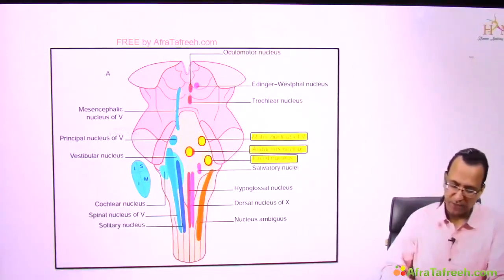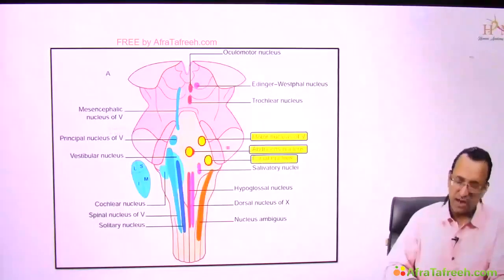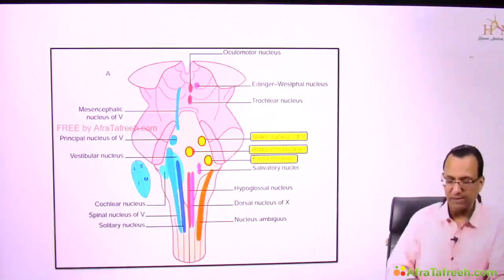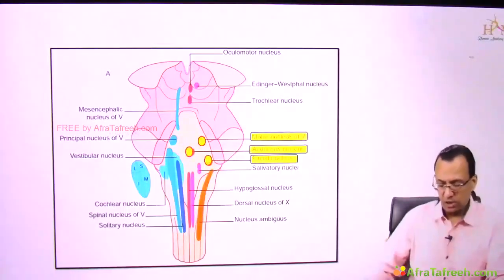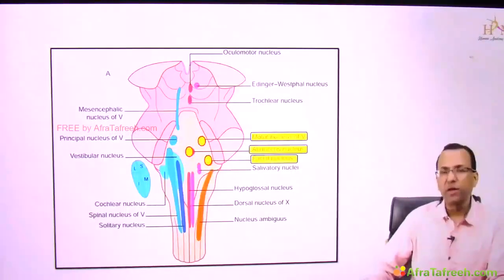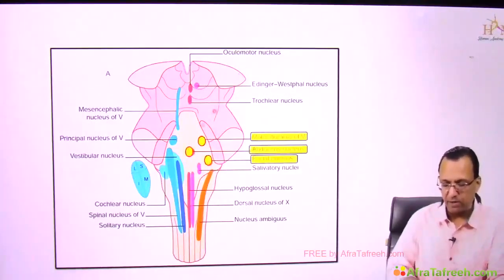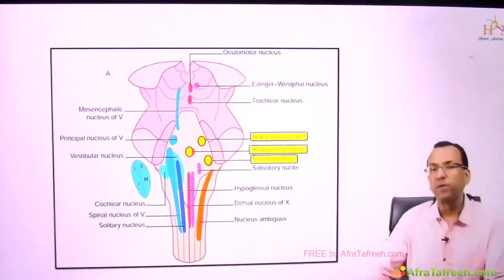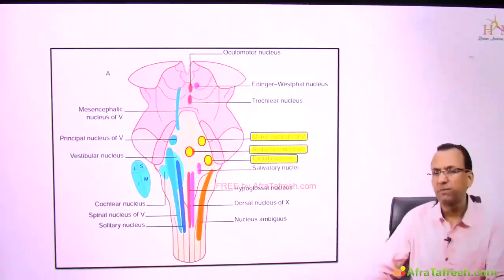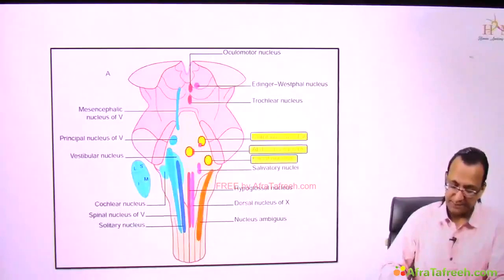What about the number 5, 6, 7, 8? 5, 6, 7, 8 nuclei are in the pons, but it is not necessarily restricted to pons, because some of the neurons may extend upward and downward into midbrain and medulla. They are not restricted to pons, though chiefly the neuron bodies are in pons. The number 5, 6, 7, 8.